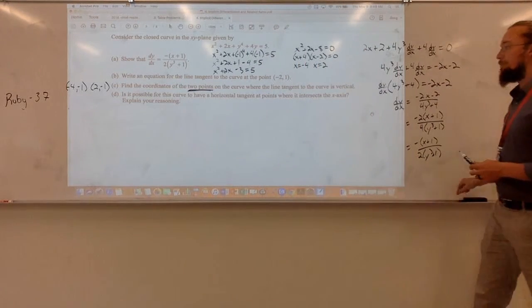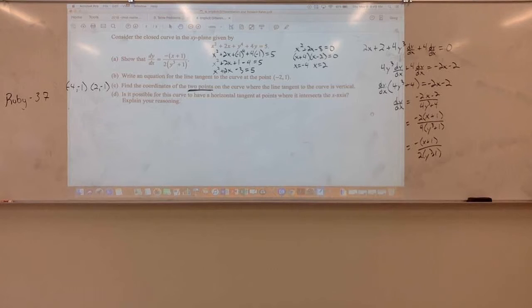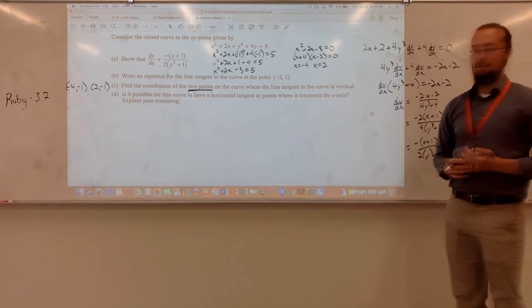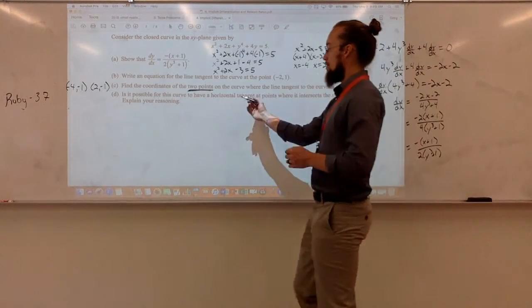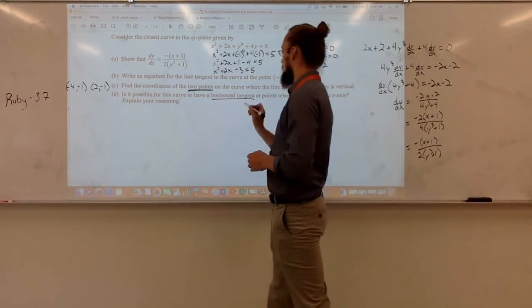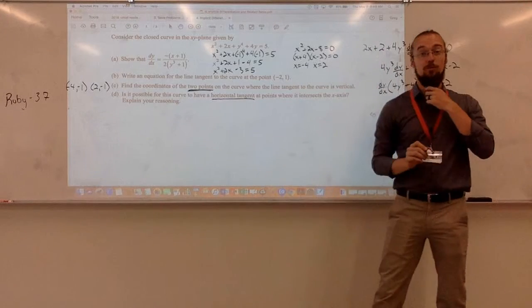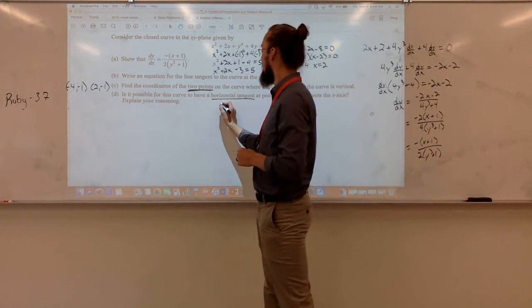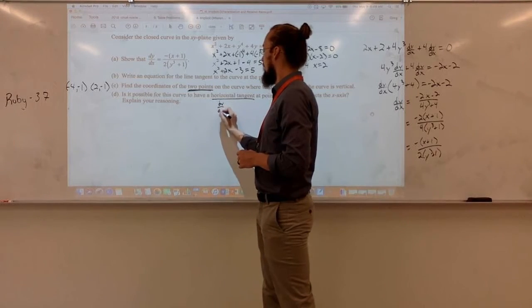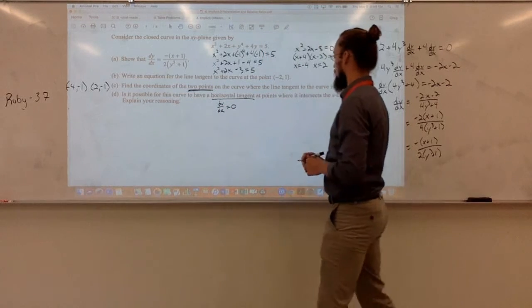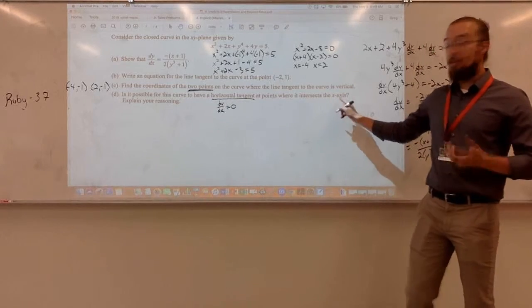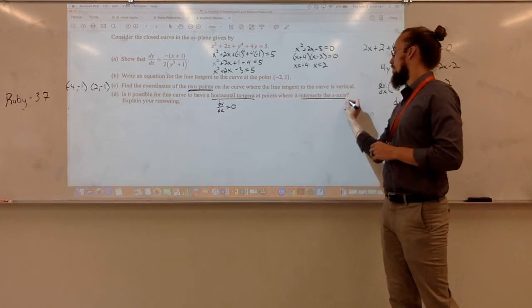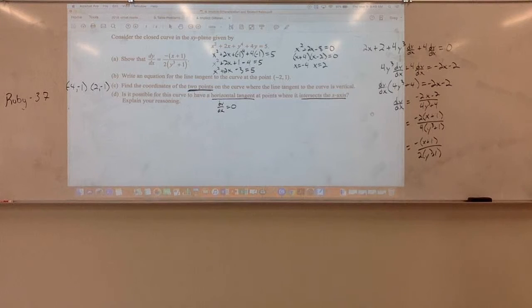Alright, so the last part: is it possible for this curve to have a horizontal tangent at points where it intersects the x-axis? What does horizontal tangent mean? The slope is 0. So this tells me I want dy/dx to be equal to 0. I've given another piece of information. What do I know about something intersecting the x-axis?